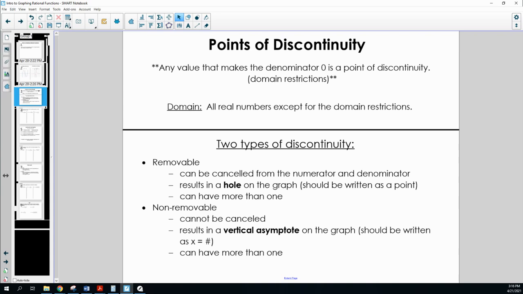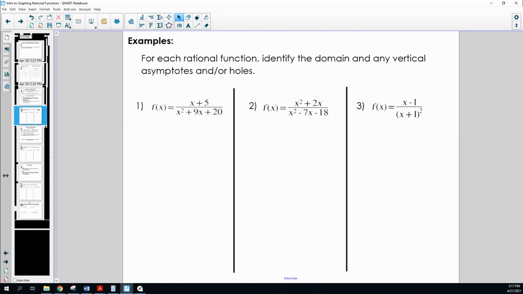Now, an asymptote, we've talked about those with exponential and log functions. Those are our boundary lines that our graph can't touch or cross. So we have a vertical asymptote if we cannot cancel out a factor that's in the denominator. And that's written as a line, x equals a number. And again, you can have more than one. Okay, so let's look at a couple of examples. So for each rational function, identify the domain and any vertical asymptotes and or holes.